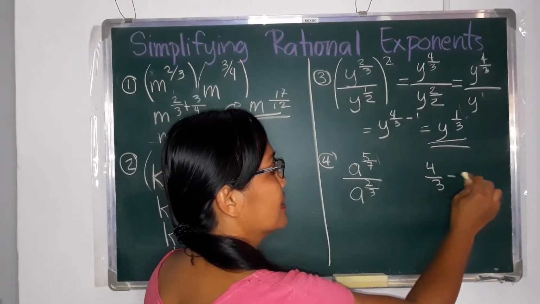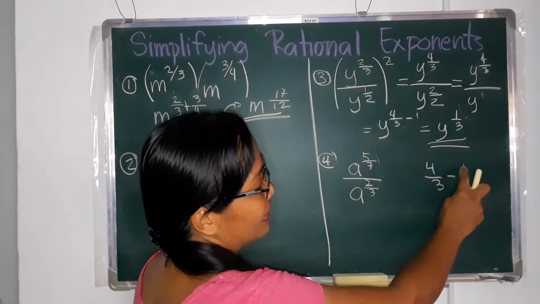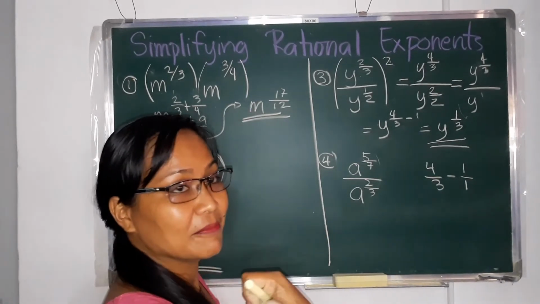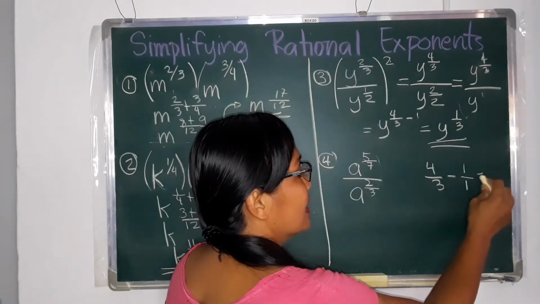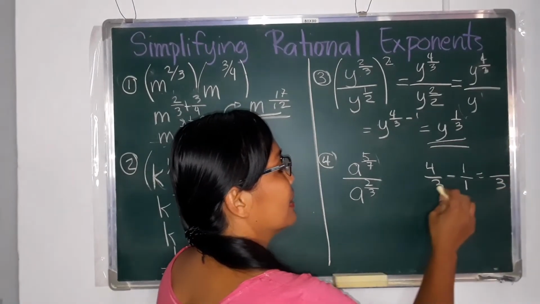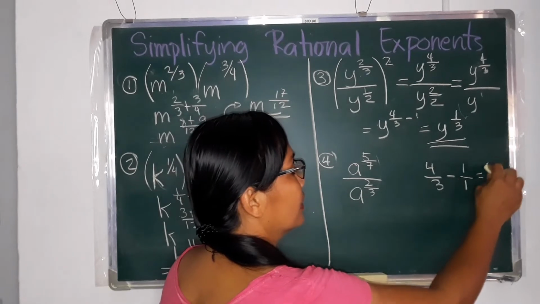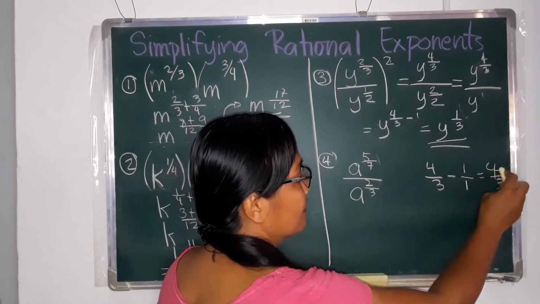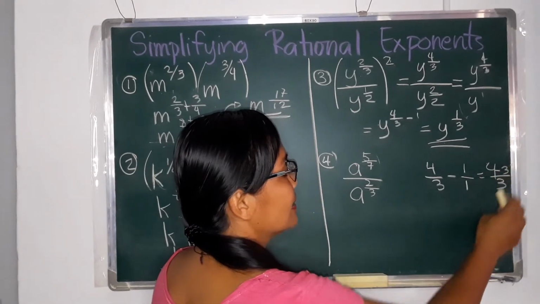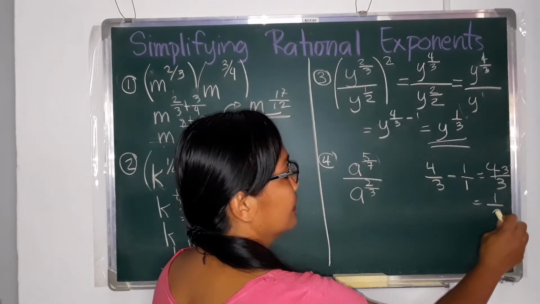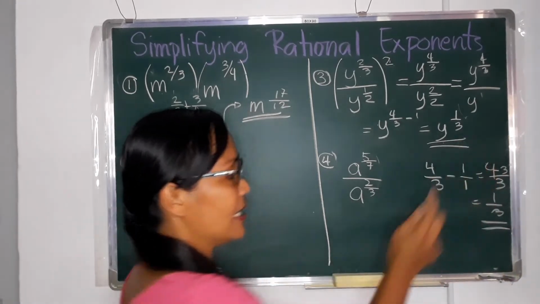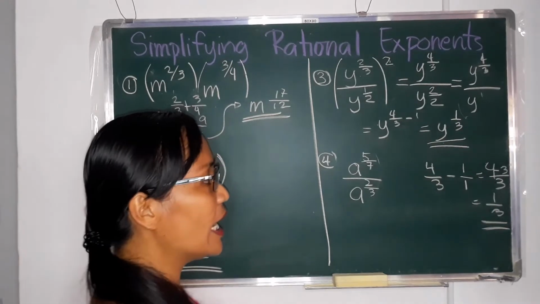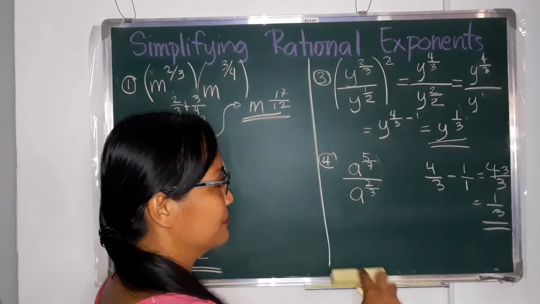4/3 minus 1. So, if this is the case, then 1/1 is still 1. So, let's make this away. So, LCD, we have 3. So, 3 divided by 3 is 1. 1 times 4 is 4. Next, 3 divided by 1 is 3. 3 times 1 is 3 minus 3. So, 4 minus 3, we have 1/3. Therefore, we have 1/3 here. Got it? Therefore, our final answer is y raised to 1/3.